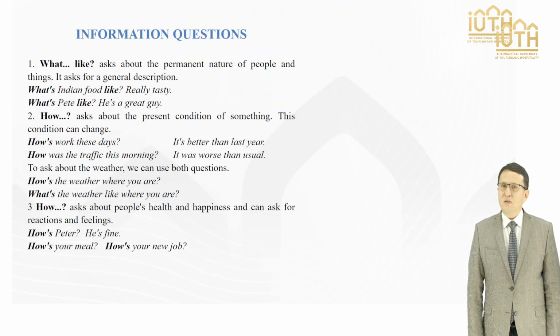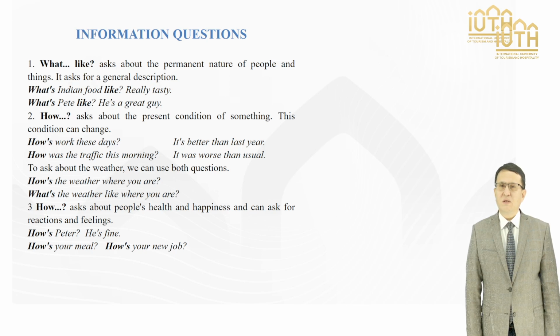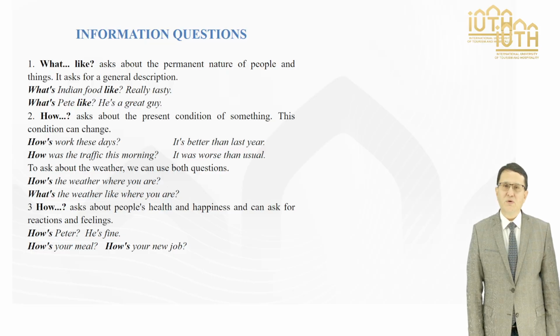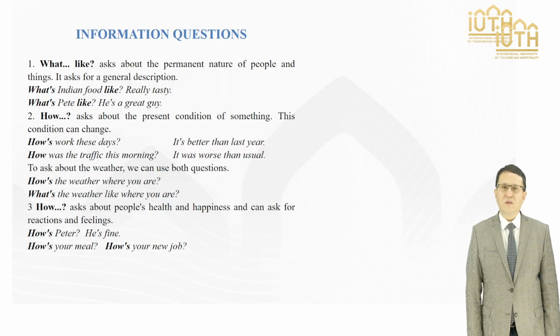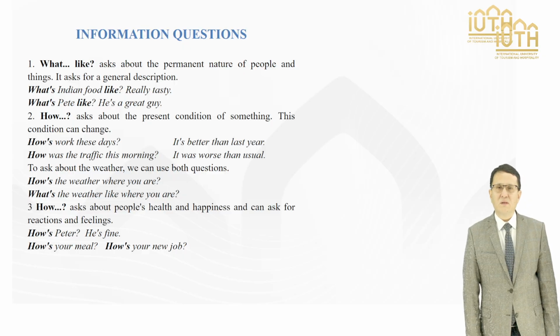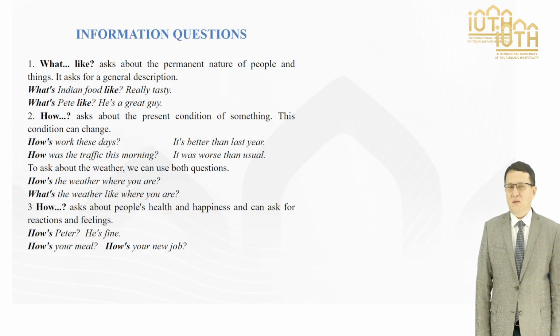So, dear students, we have information questions. What...like asks about the permanent nature of people and things. It asks for a general description. For example, what is Indian food like? Really tasty. What's Pete like? He's a great guy. And the second one, how, asks about the present condition of something. This condition can change. How is work these days? It's better than last year. How was the traffic this morning? It was worse than usual.